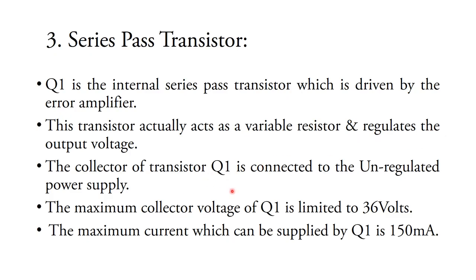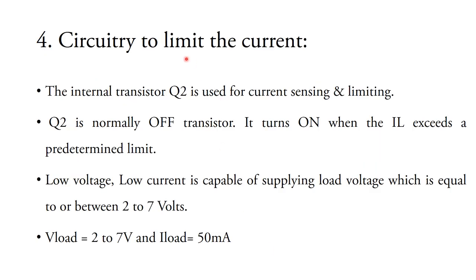The collector of transistor Q1 is connected to the unregulated power supply. The maximum collector voltage of Q1 is limited to 36 volt. The maximum current supplied by Q1 is 150 amps. The frequency compensation circuit or current limit circuit has been constructed using transistor Q2, used for current sensing and limiting. Q2 is normally off. It turns on whenever the load current IL exceeds the predetermined limit, as we discussed. Low voltage, low current is capable of supplying a load voltage between 2 to 7 volt. So V load is 2 to 7 volt and load current is 50 milliamperes.